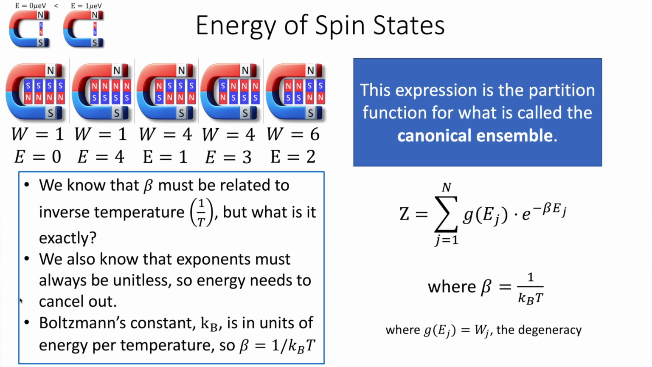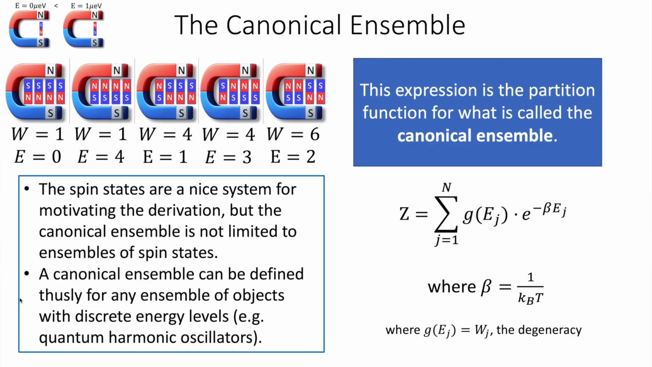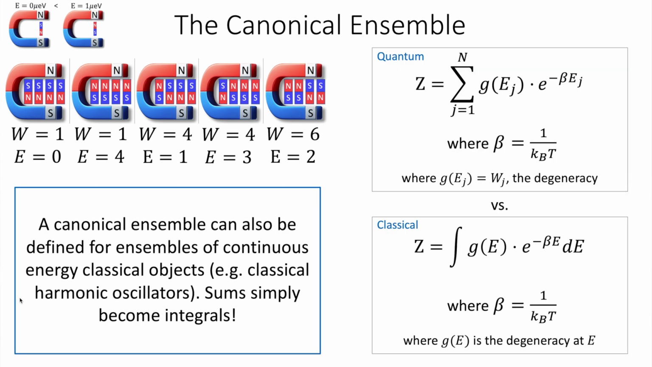And in the case of our spin system, we know what that g function is. It was that binomial coefficient expression that had all the factorials in it. And although we built up the canonical ensemble using a set of spins, this isn't limited to a set of spins. We can do this for any state where we have an ensemble of objects with discrete energy levels. For example, in many textbooks, you'll see the canonical ensemble for a system of quantum harmonic oscillators. I think it's also good to point out that the canonical ensemble is also not limited to quantum systems.